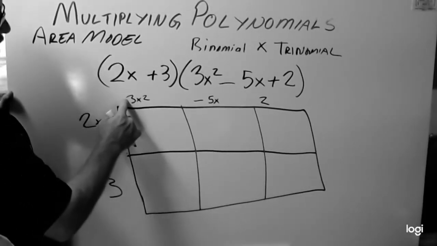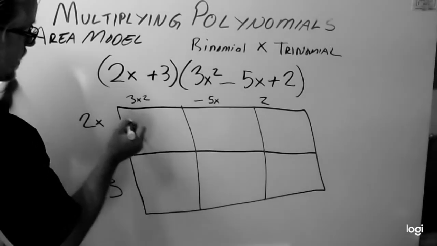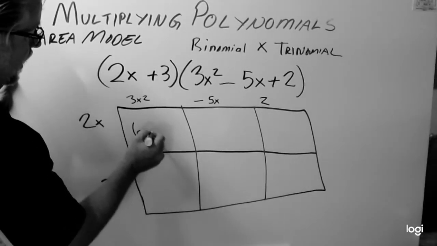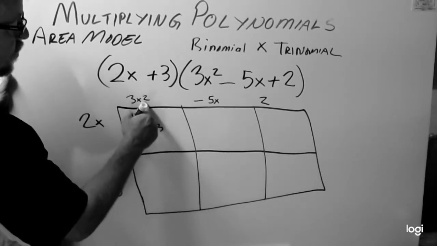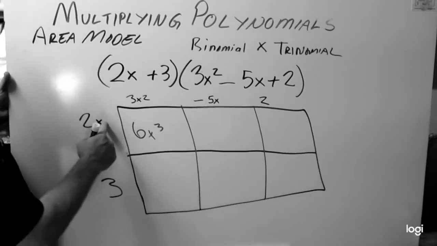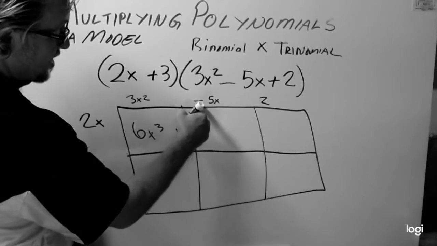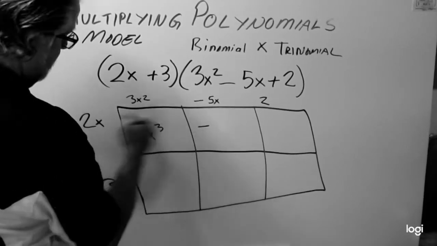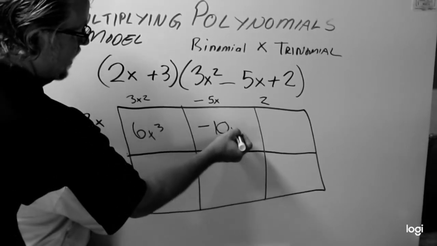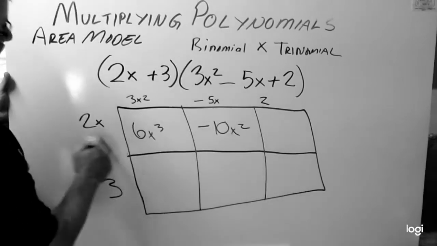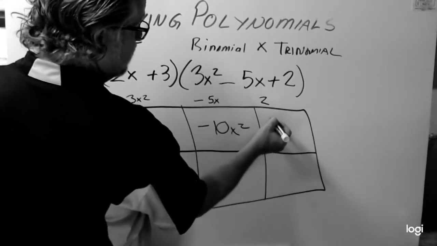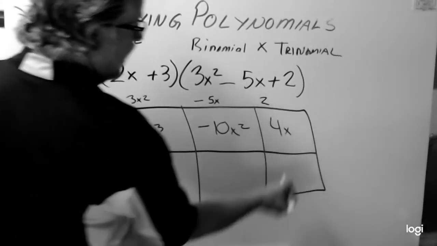2x times 3x squared. That's going to be 6. 2 times 3 is 6. X cubed: x to the second plus x to the first gives you x cubed. 2x times negative 5x. Remember that negative. 2 times 5 is 10. X times x is x squared. 2x times 2. 2 times 2 is 4, and we only have the one x there, so we're good to go.